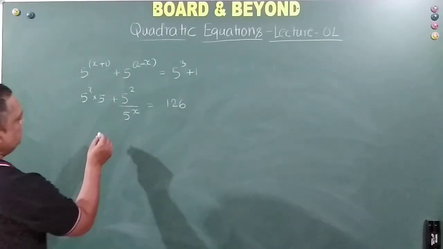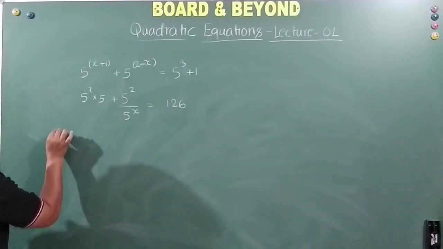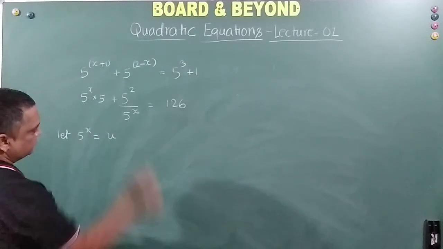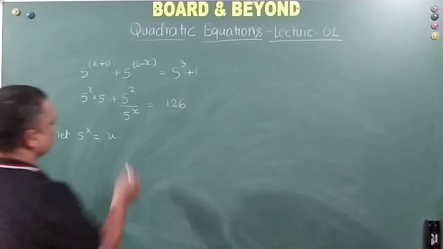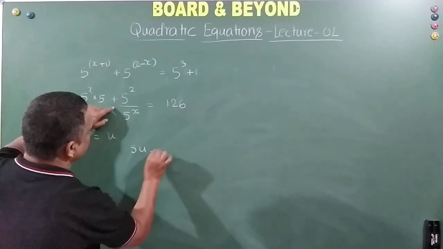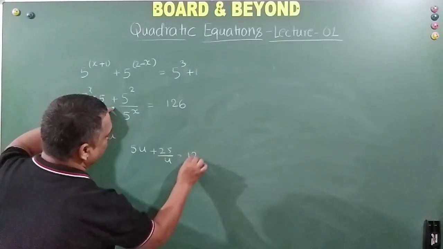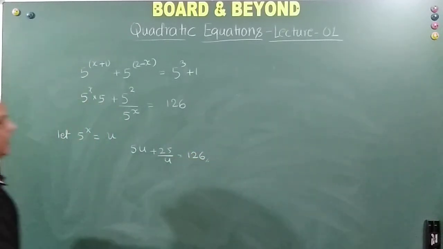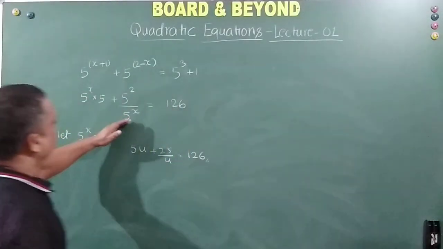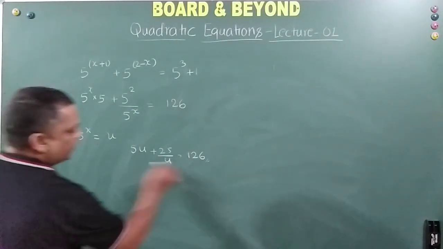Now let us assume, let 5 raised to power x be equal to u. So what happens? This becomes 5u plus 25 by u is equal to 126. Do we all agree? Because here also the situation is that this is the reciprocal of this. If I leave this aside, 5 square. So do we all understand this?